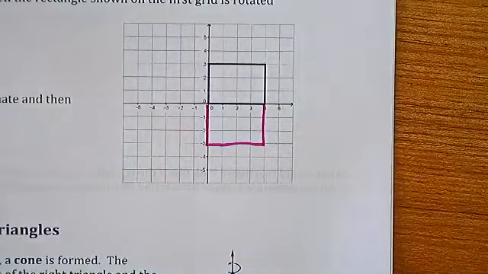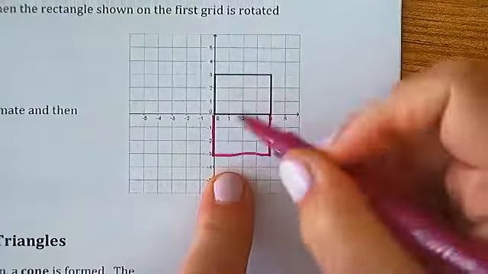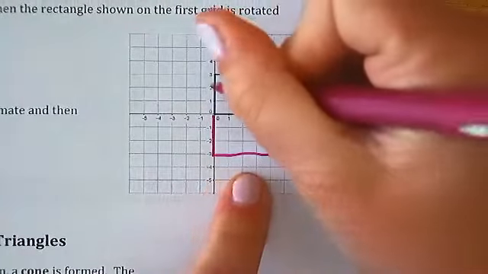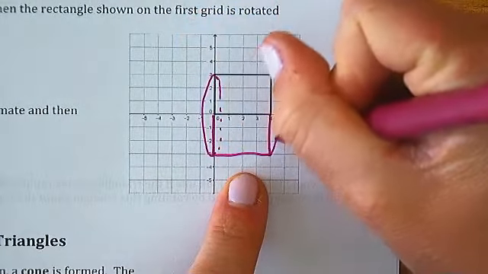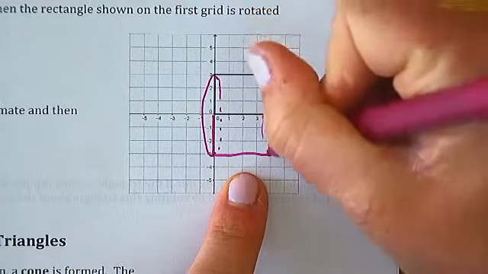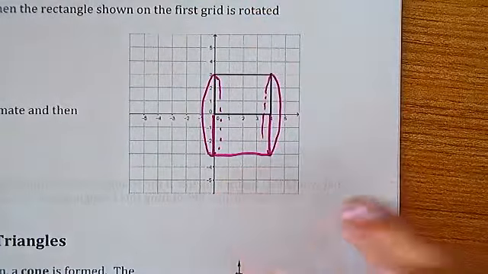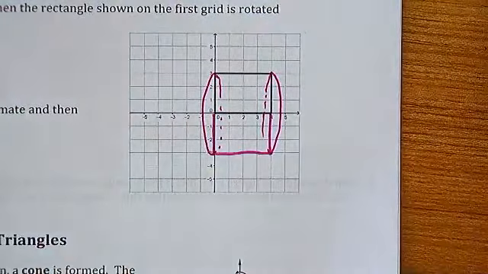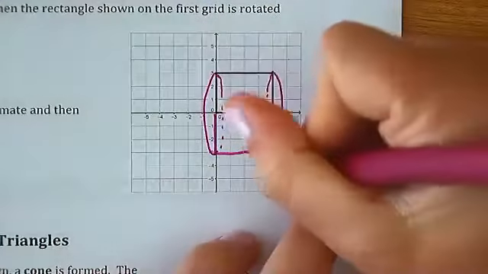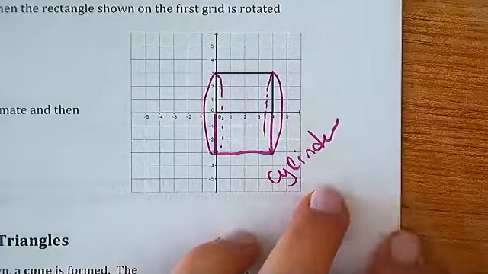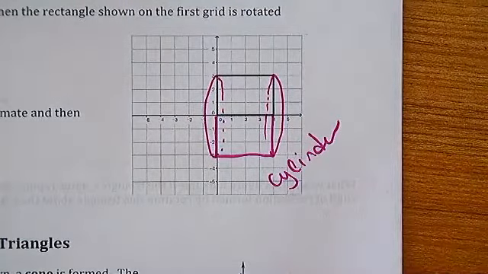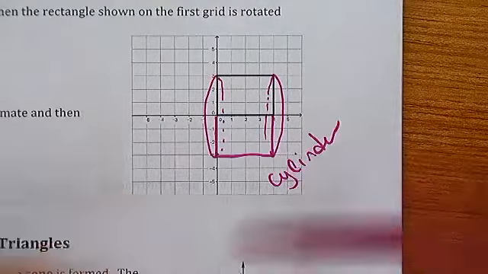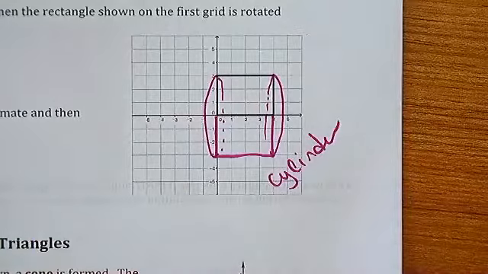So if I spun this around the x-axis over and over and over again like this, it would create circles here and here. So this is now a 3D shape. And what shape is this? Cylinder. So cylinders actually come from the 2D shape of a rectangle. So a cylinder is just a rectangle that has been spun around multiple times.